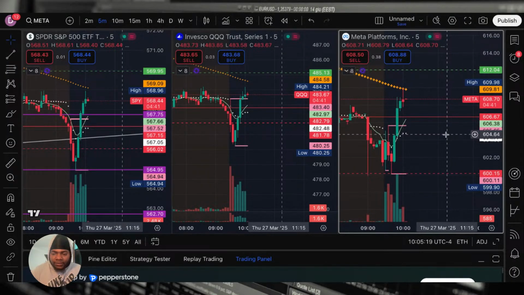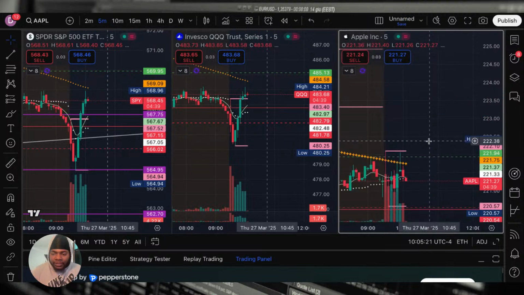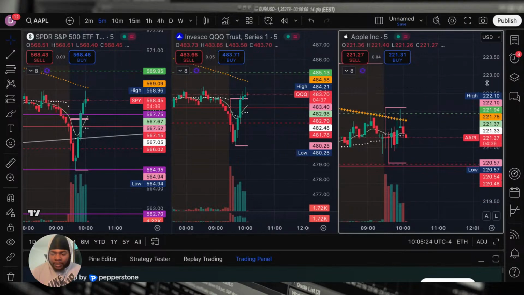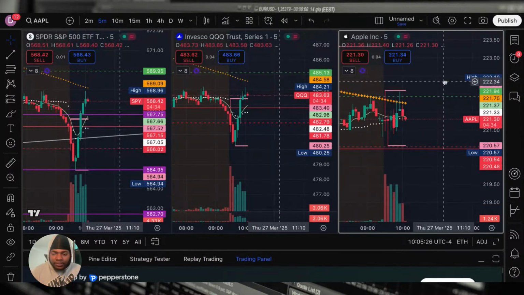Meta got some nice candles, big green candles. Apple looking so trash right now.